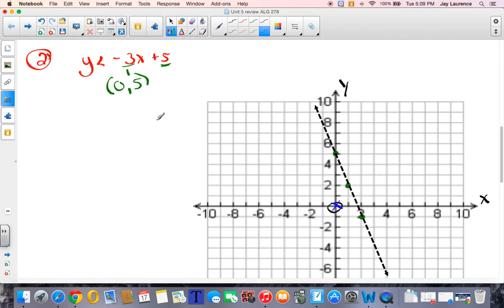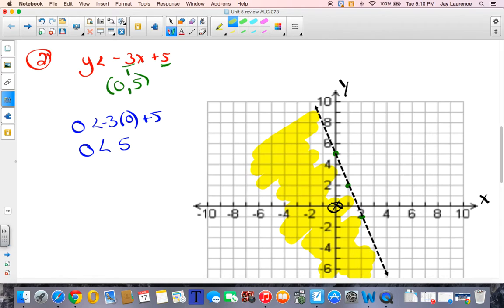I can't use the origin if the line goes through it. In this case, it doesn't, so I'm going to put 0 in for y. I'm going to put 0 in for x. And I'm going to get the statement that 0 is less than 5, which it is, and so therefore I will shade the origin side, or the test point side, of my dashed or broken line. Just like that. Okay, now the shading doesn't have to be perfect, as long as I know you're telling me all the solutions lie on the origin side of the line. Any point I pick in there, I put in the inequality, I will get a true statement.